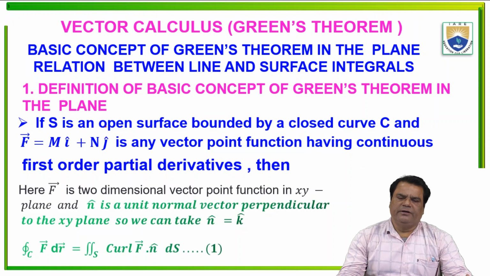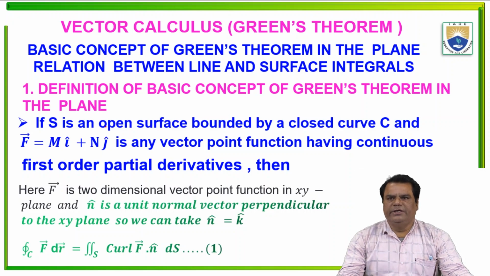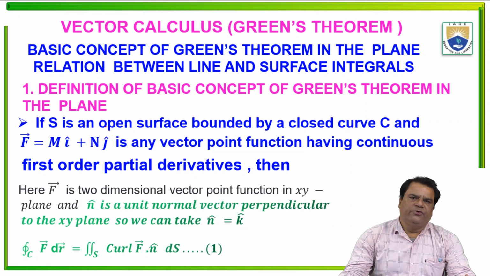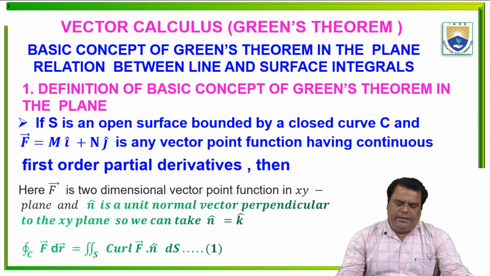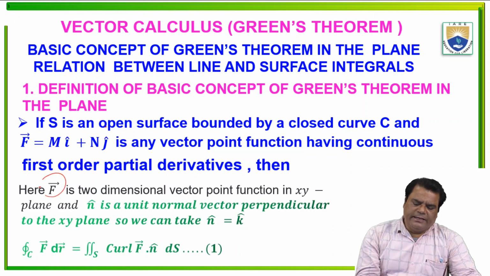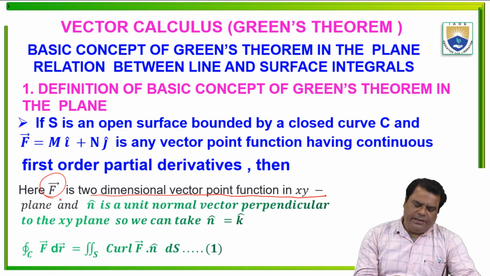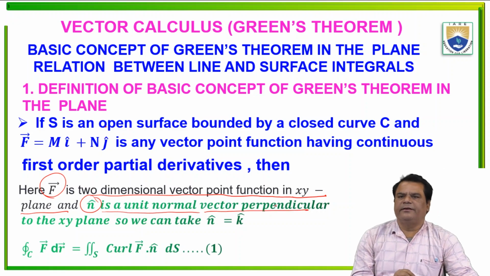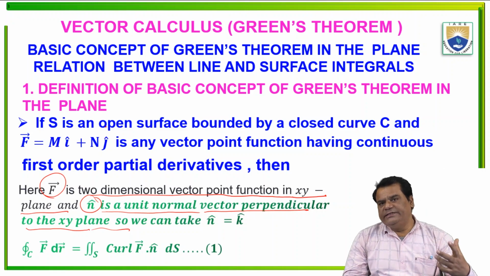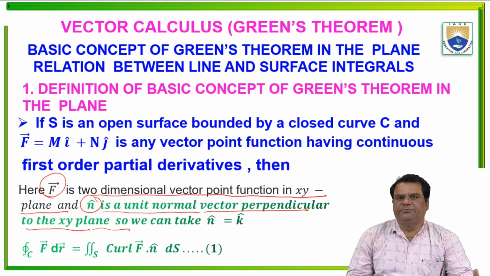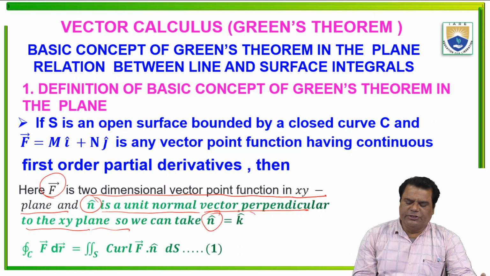So this vector point function lies in the xy plane, and is any vector point function having continuous first order partial derivatives. Then F vector is a two-dimensional vector point function in the xy plane. And n cap is a unit normal vector which is perpendicular to the xy plane, meaning the direction of the unit vector is along the z axis. Along the z axis the k unit vector is working. So n unit vector is equal to k unit vector.